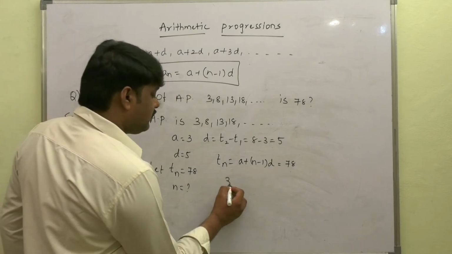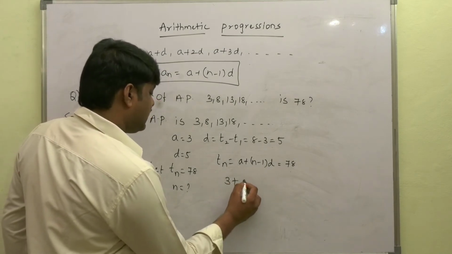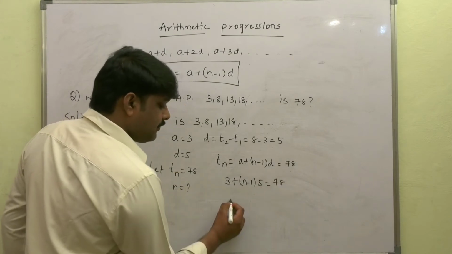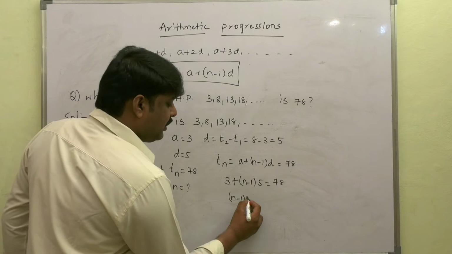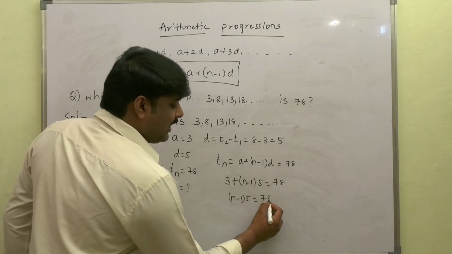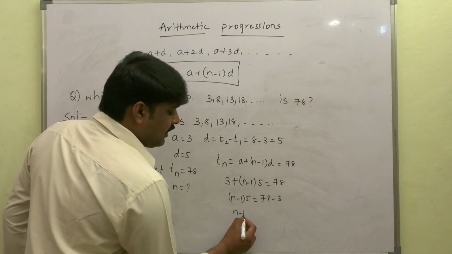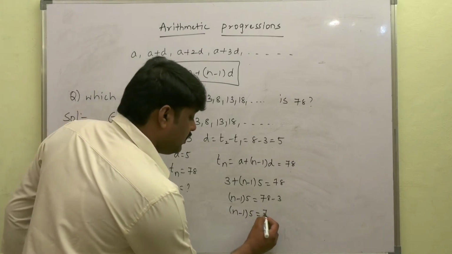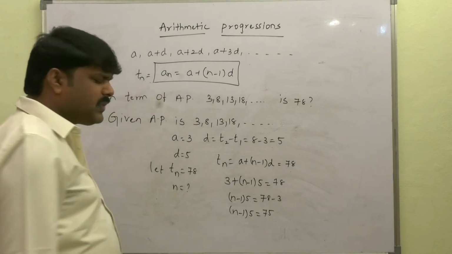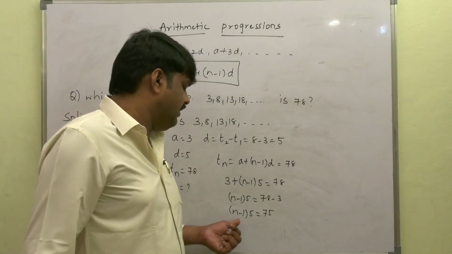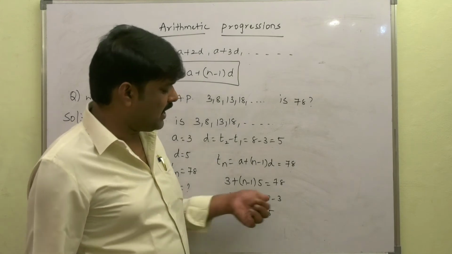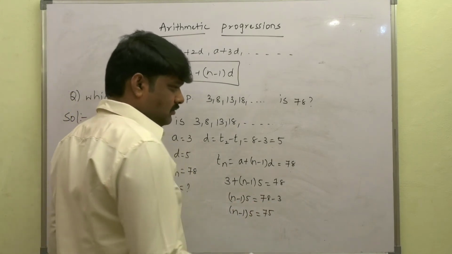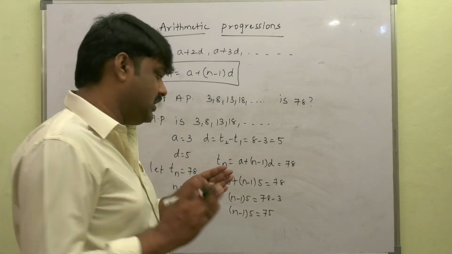A value it is 3 plus n minus 1 into d equals to 78. N minus 1 into 5 equals to 78 minus 3. 78 minus 3 ఎంత, 75. మనం రెండు విధాలుగా చేయొచ్చు ఈ ప్రాబ్లం. 5ని మల్టిప్లై చేయొచ్చు లేదా 5ని అట్ సైడ్ డివిజన్లో కూడా పంపించవచ్చు. ఎనీథింగ్ ఈజ్ సింపుల్, అంటే ఏదైనా కష్టపడితే ఈజీనే.